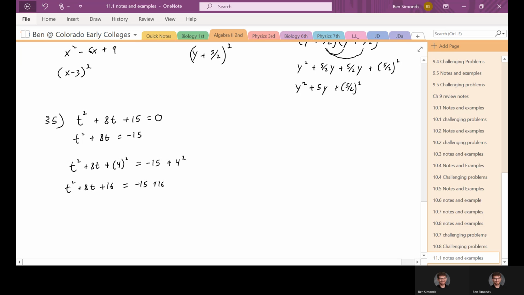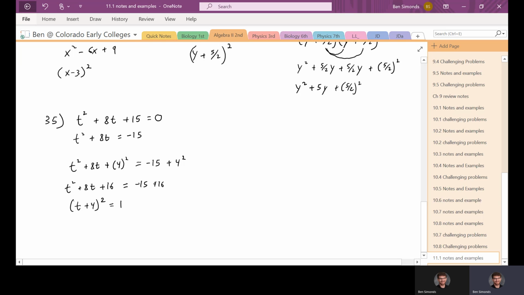Now, over here we have t plus 4 squared equals 1, right? Negative 15 plus 16 is 1. So all of a sudden, through all of that seemingly nonsense math of randomly adding a 4 squared to both sides, we're like, why the heck did we do that?